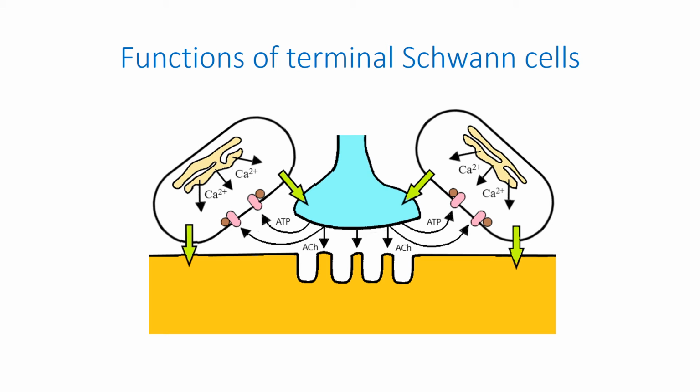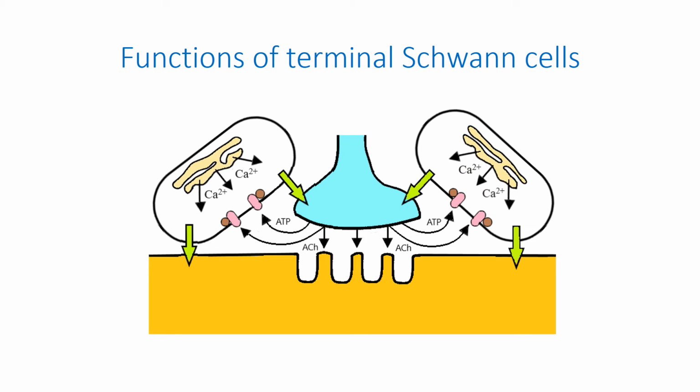During neural activity, ATP is co-released with acetylcholine. Acetylcholine binds not only to nicotinic acetylcholine receptors on the muscle fibers, but also to muscarinic acetylcholine receptors on terminal Schwann cells. ATP binds to P2Y receptors on terminal Schwann cells. It leads to activation of the IP3 receptors of the endoplasmic reticulum and an increase in intracellular calcium ions.